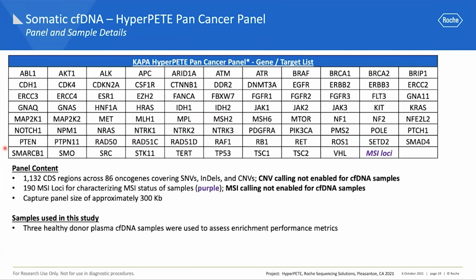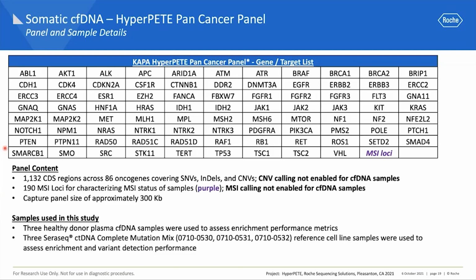The samples used in this study were 3 healthy donor plasma cell-free DNA samples, again used to assess enrichment performance metrics, as well as 3 Sera-seq ctDNA complete mutation mix samples with the catalog numbers listed, and reference cell line samples to assess enrichment and variant detection performance.